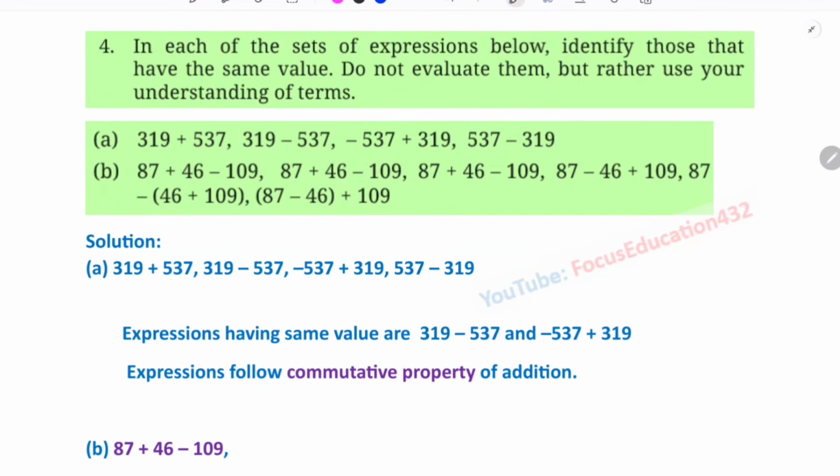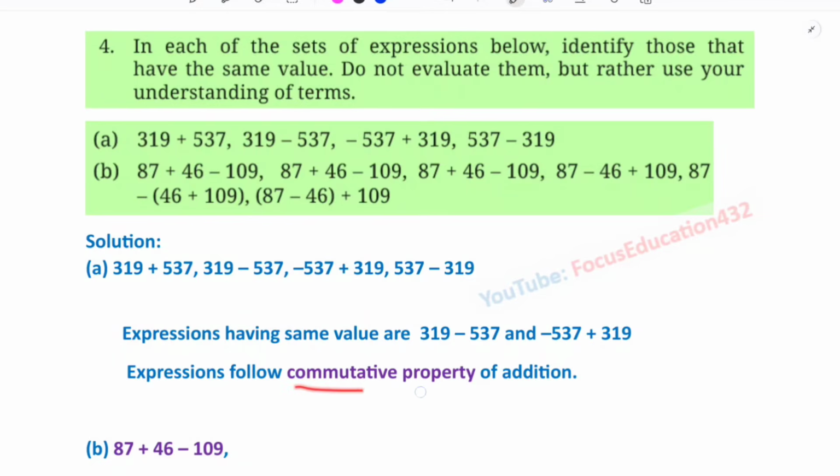Right. So if you see carefully, 319 plus 537, both are plus. Where else are we having 319 plus 537? So 319 plus 537, expressions having same value. If you see 319 minus 537, this one 319 minus 537, both are same. Clear? 319 minus 537 and this plus 319 and minus 537, these two are same expression. That is what is given here.